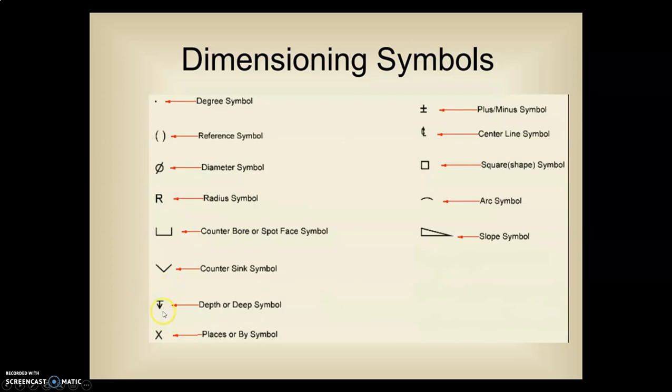Little arrow here. X means places or by. So I might have 2 X 0.25, which means it's 0.25 in 2 places. Plus or minus symbol, center line, not used as much anymore. This is a square shape. This is an arc. This is a slope.